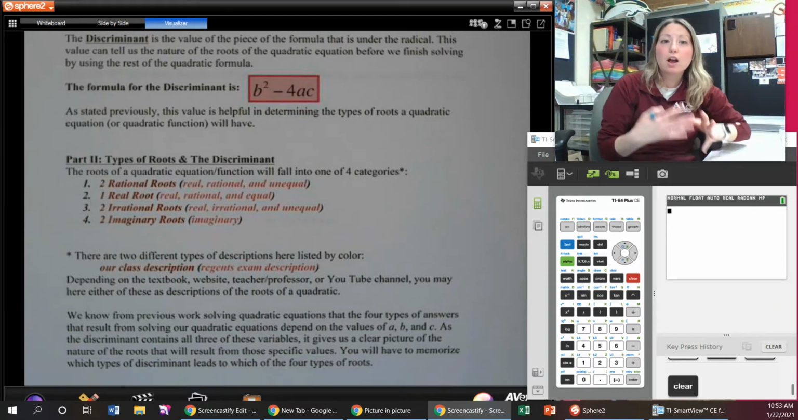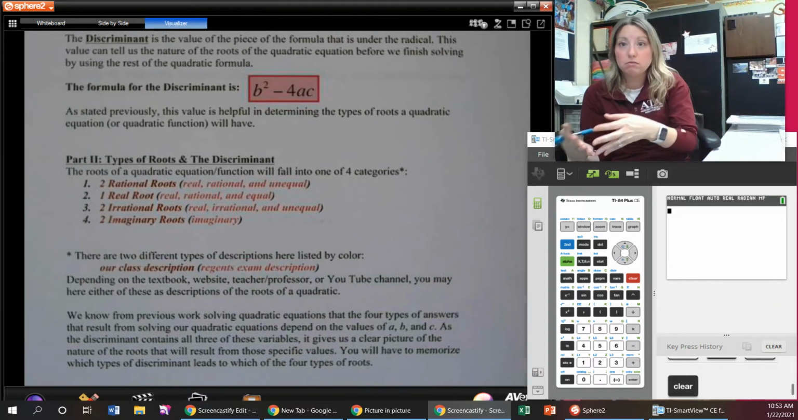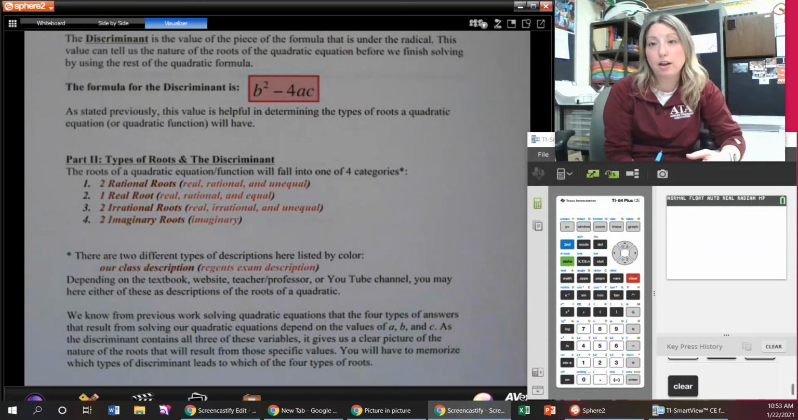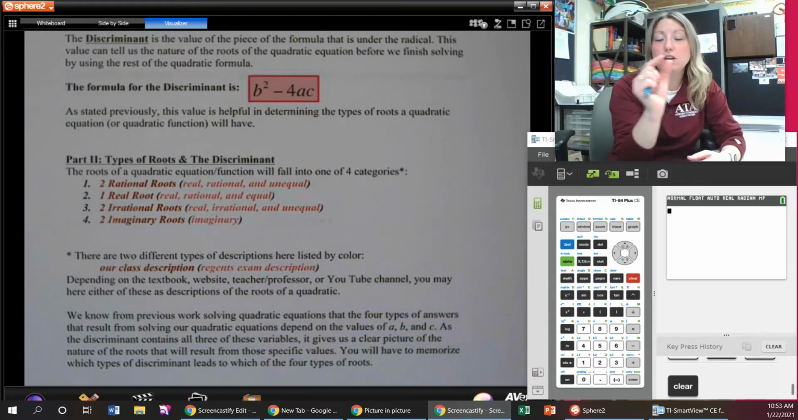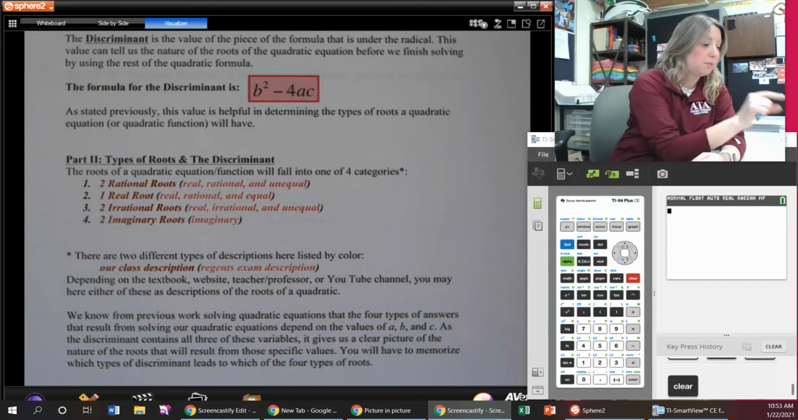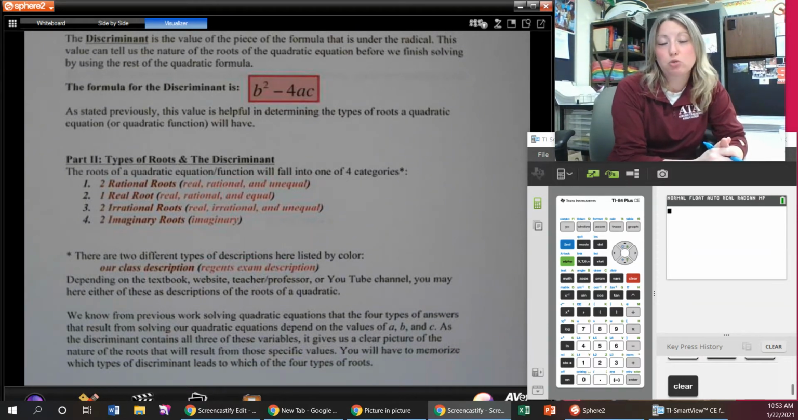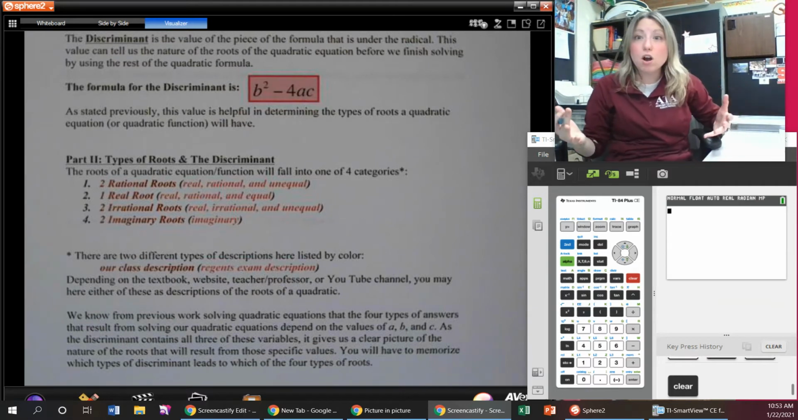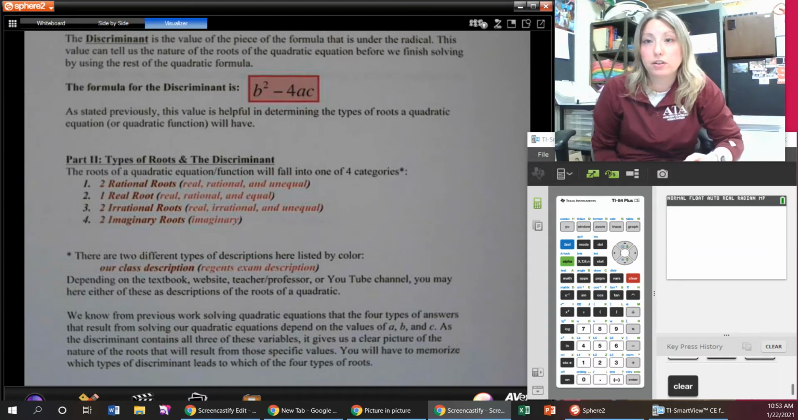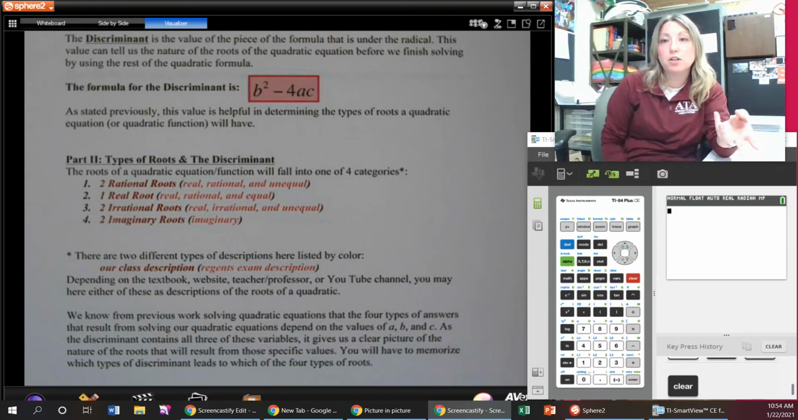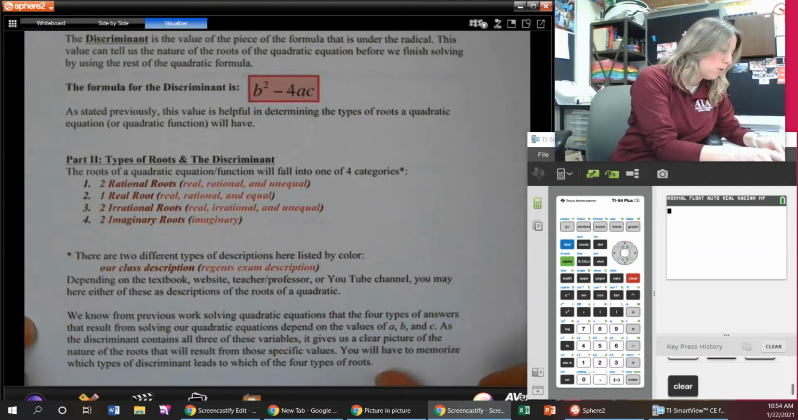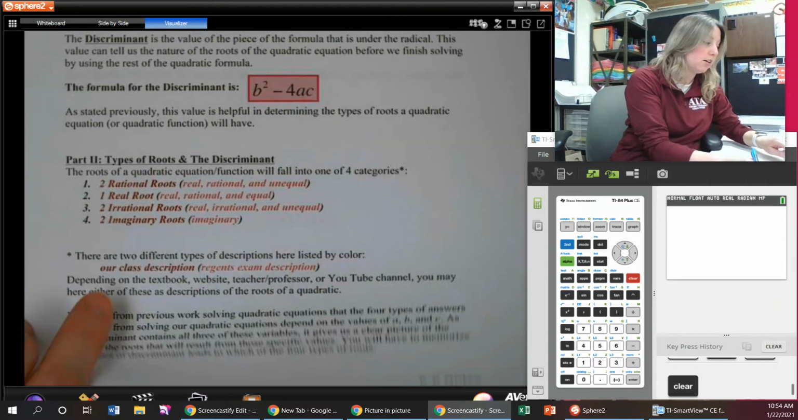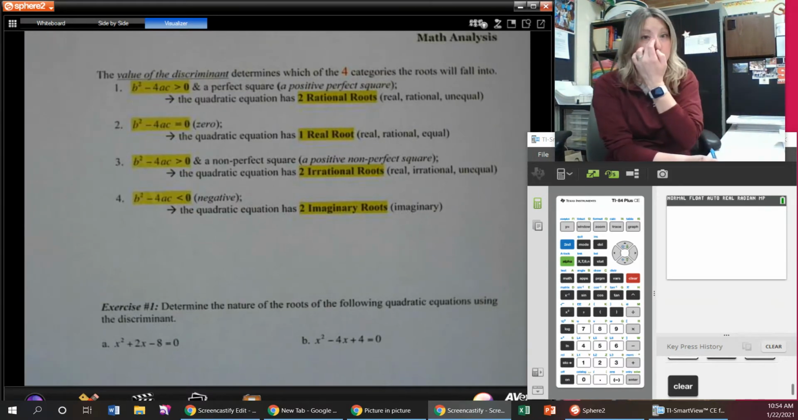Now, how I determine what type of roots I'm going to have is simply by taking the A, the B, and the C from my quadratic equation and plugging them only into B squared minus 4AC, which, as you know, is something you can just do on a graphing calculator. You don't need the full quadratic formula to just determine the type of roots your quadratic will have, okay? So that's what we're going to be doing here. I'm only asking you for types of roots.